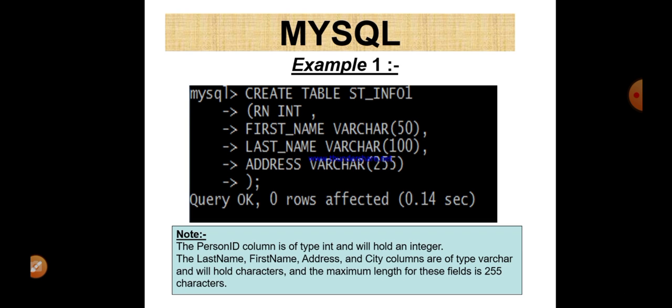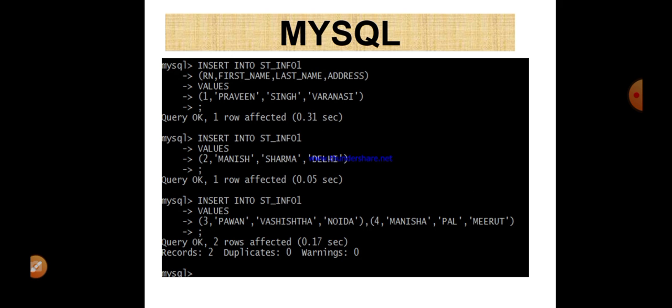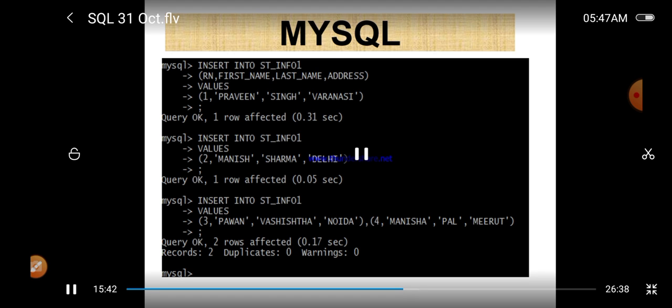Now you can easily see that in this table there are four columns: roll number, first name, last name, and address. And according to those columns, we insert the data into that table. I think it is clear to all of you.